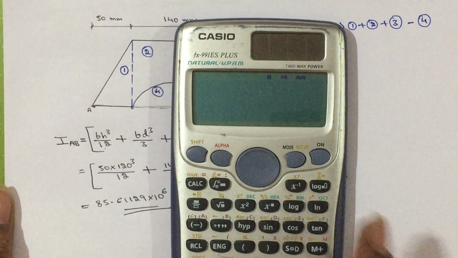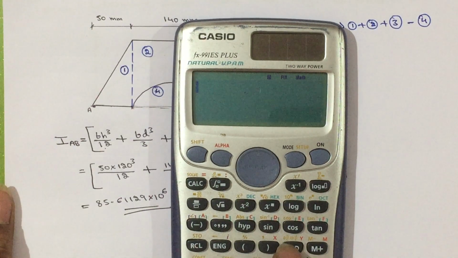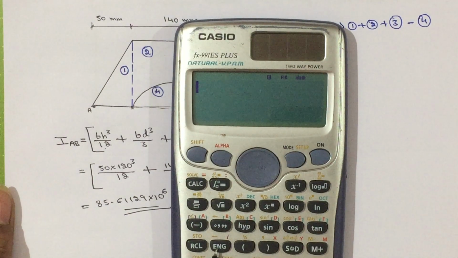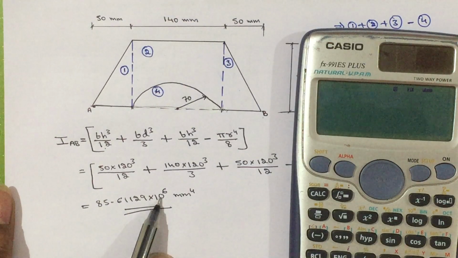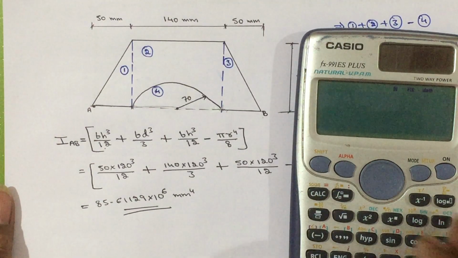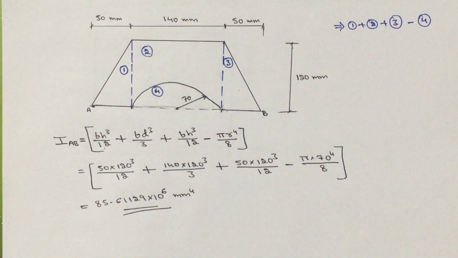Once you calculate, you need to press SD. Once you press this SD, then you need to press engineering. You will get in terms of 10 to the power of something, or otherwise you will get a large number. So, that is all for this problem.